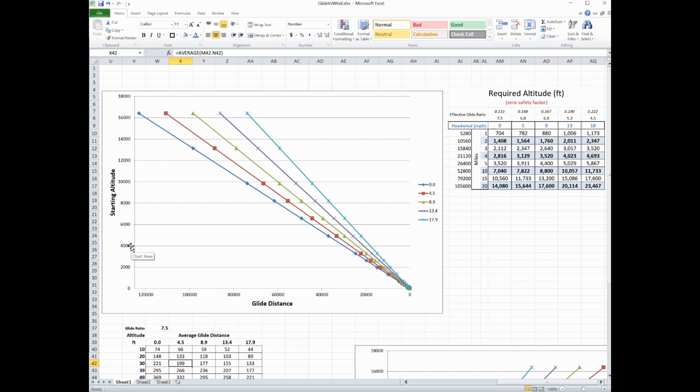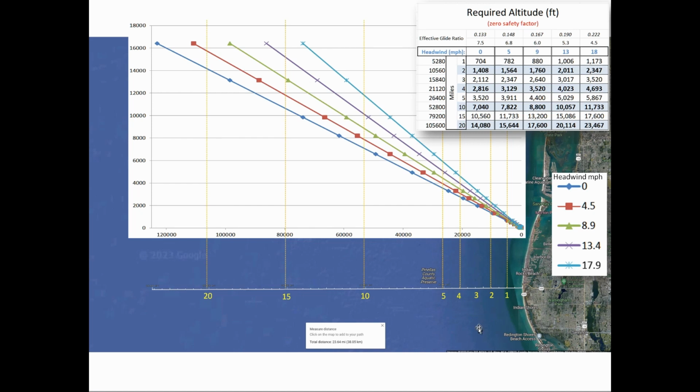But not really, because there's no safety factor. So let's move over to this to gain some more perspective. So we have that graph. We have our distance here up to about 23 miles, 125,000 feet. And this is like our LZ, like this beach here. And again, this is worst case headwind. So we have a wind pushing us away from the water. It's coming from the right, going to the left.